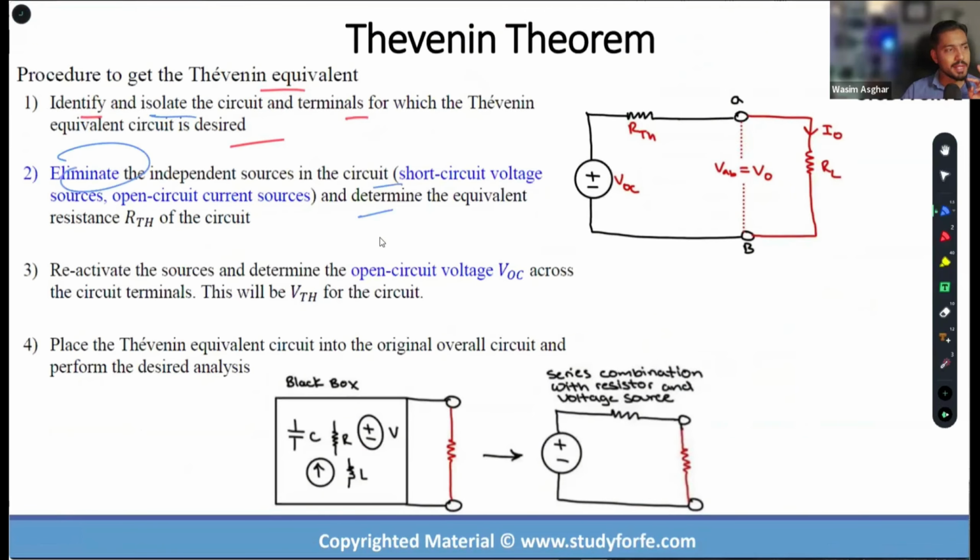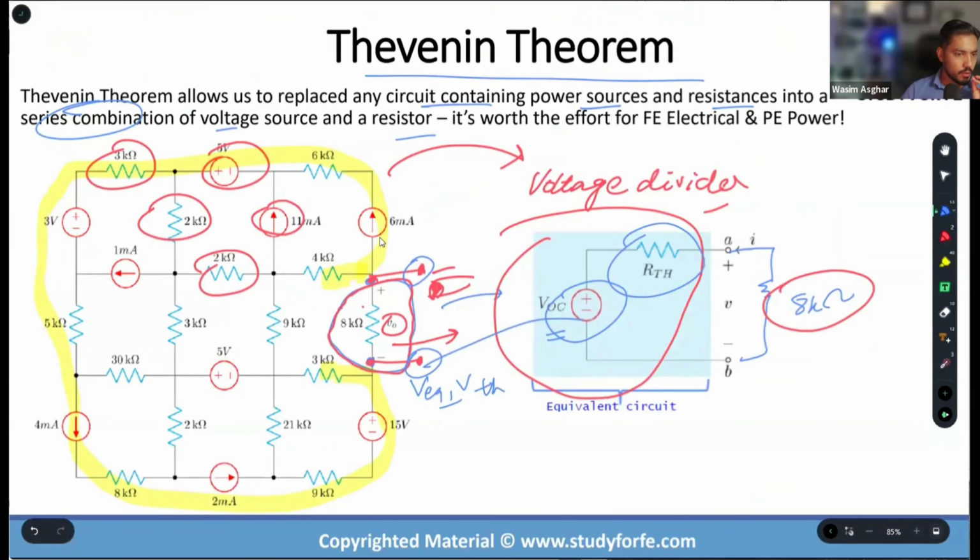So step number 2, typically the easier step is R Thevenin calculation, because when you are looking to calculate the R Thevenin, figuring it out is actually easier because we turn off the power sources. How do you turn off the power source? If you're dealing with a voltage source, turning off a power source means that you SC, short circuit it.